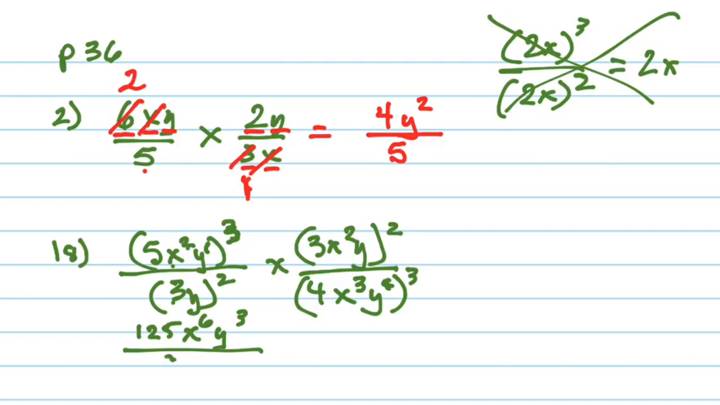3 squared is 9. y to the second is y squared. 3 squared is 9. x to the second is x to the fourth, y to the second.